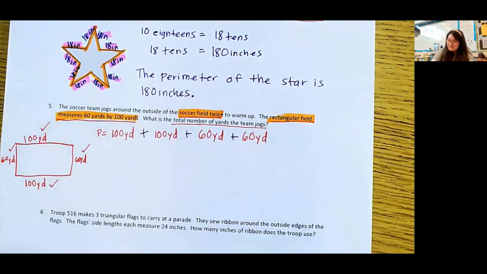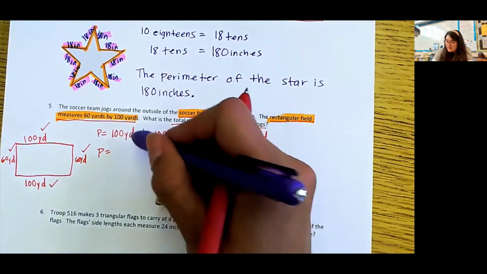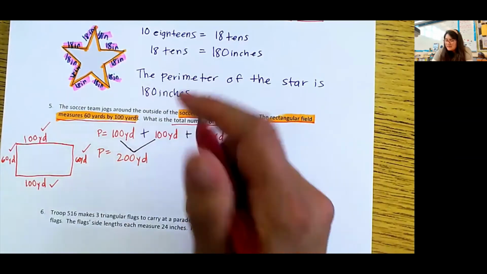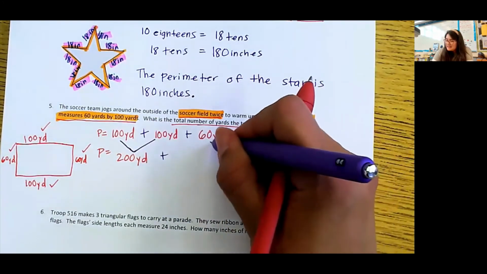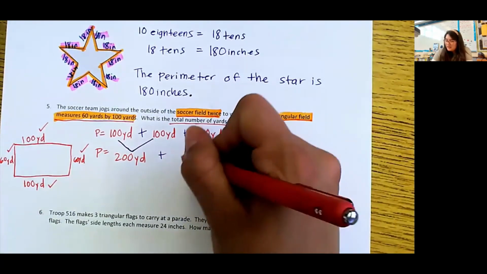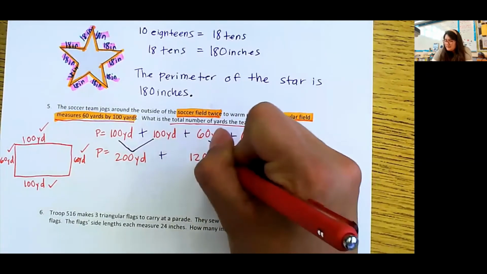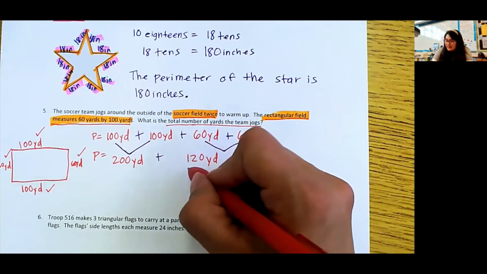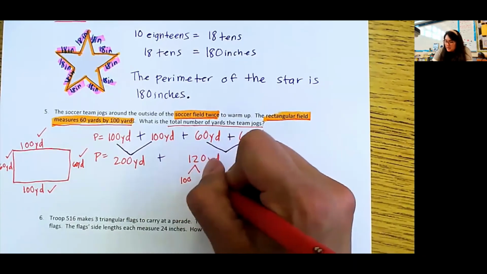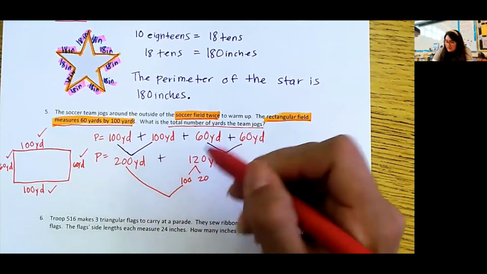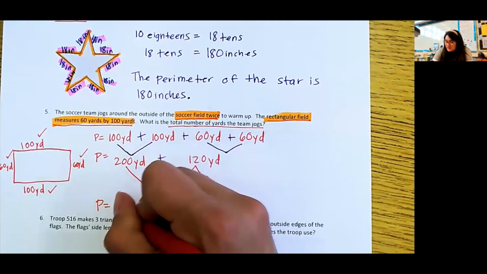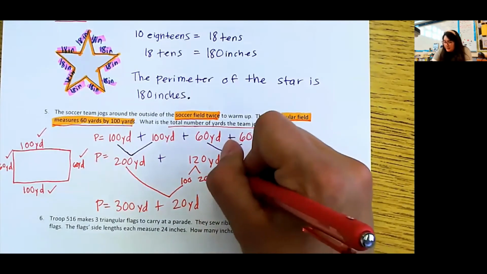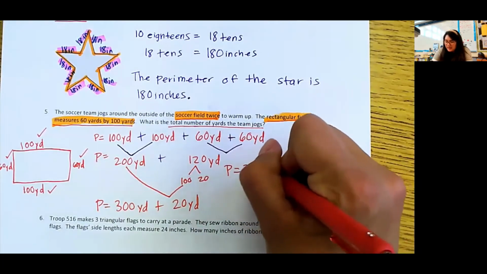Okay. So let's shrink down this equation. 100 yards plus 100 yards, easy peasy, lemon squeezy, 200 yards. Then we have 60 yards plus 60 yards, and we know that that is 120 yards. Okay, and then finally, we can separate this and make it 120, and then we can take 200 plus 100, and that's going to give us 300 yards, plus we bring down the 20 yards, and then we have our perimeter, and our perimeter equals 320 yards.